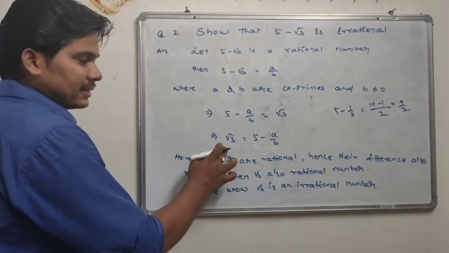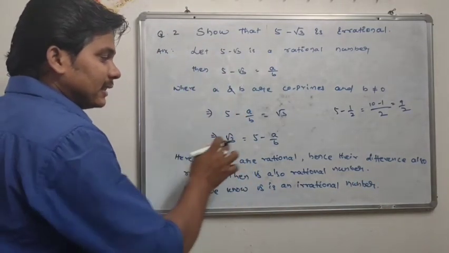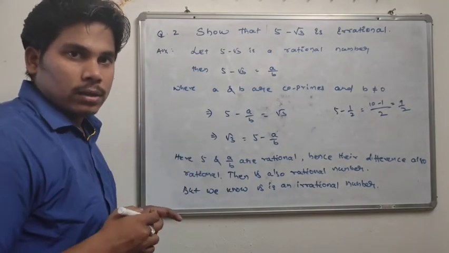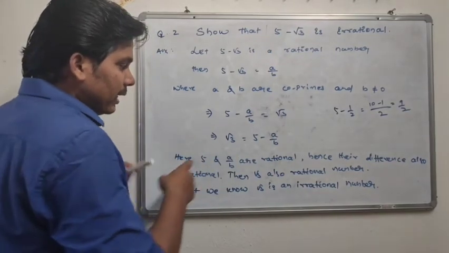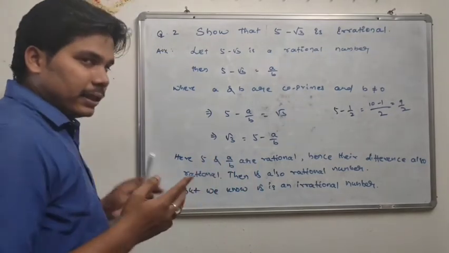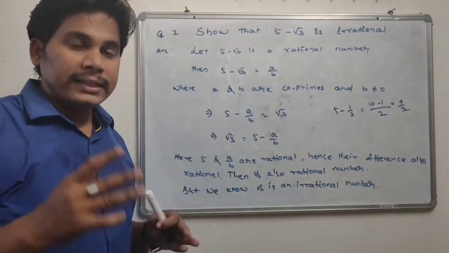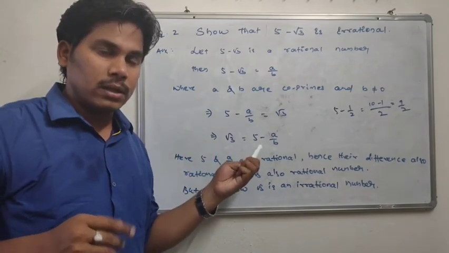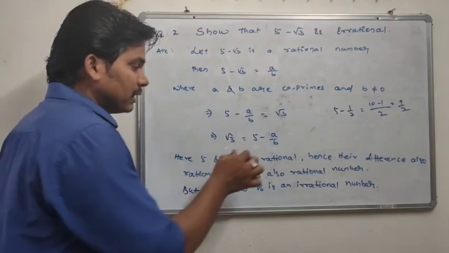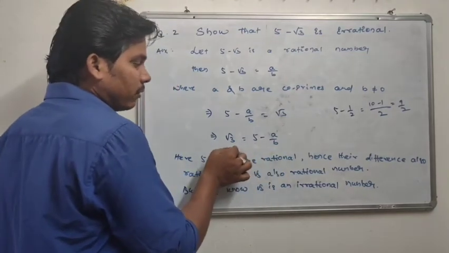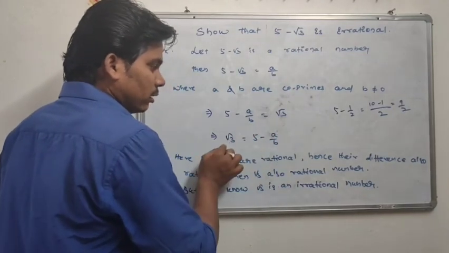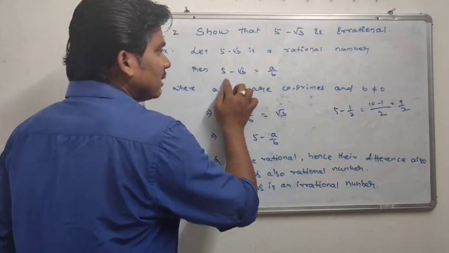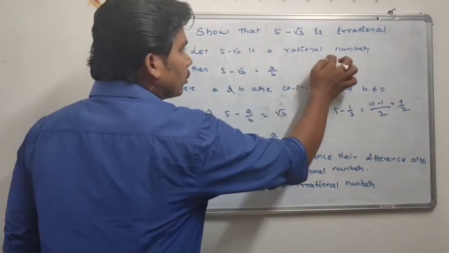If root 3 is an irrational number, what does it indicate? A rational number equal to an irrational number. It's not possible, because if a rational number were equal to an irrational number, then entire mathematics would collapse. But what does our statement say? This is a rational number, this is an irrational number. It means this entire statement is wrong. If this statement is wrong, then this is also wrong.